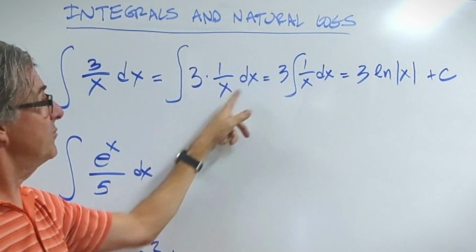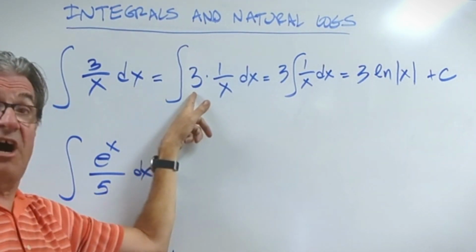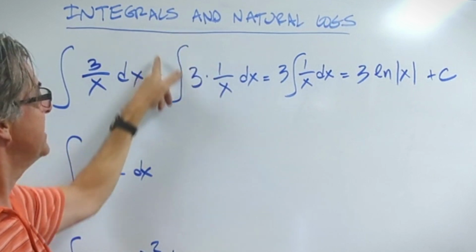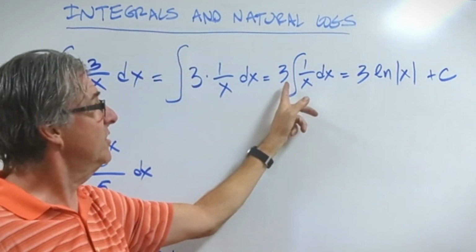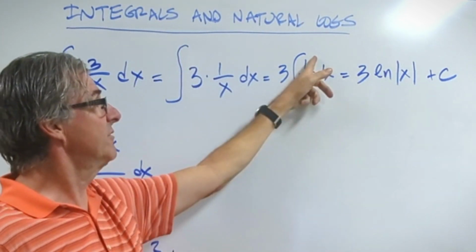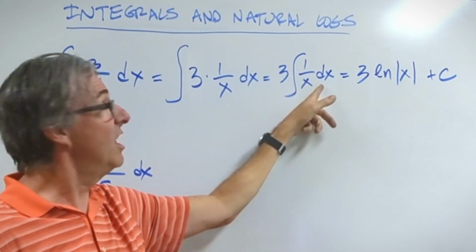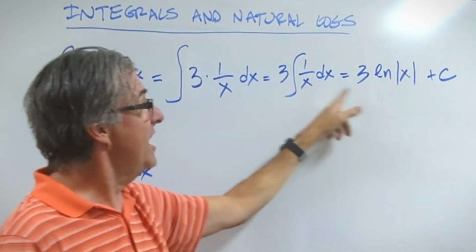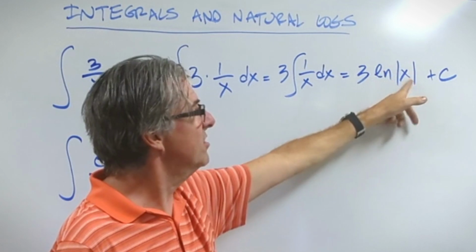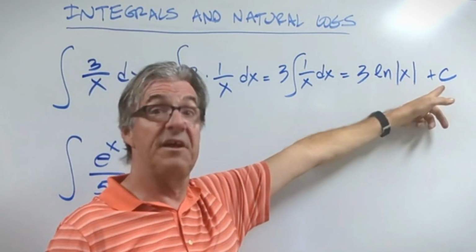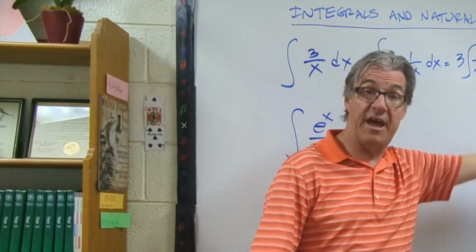So now I've separated this out, and I have this constant sitting out here. The rule that we learned last time was that I could take the constant out of the integral sign, like so. So now I have 3 times the integral of 1 over x dx. This is one of our natural log integral rules. So now I have 3 times the natural log of the absolute value of x, don't forget your absolute values, plus c. So that's how to do that problem.